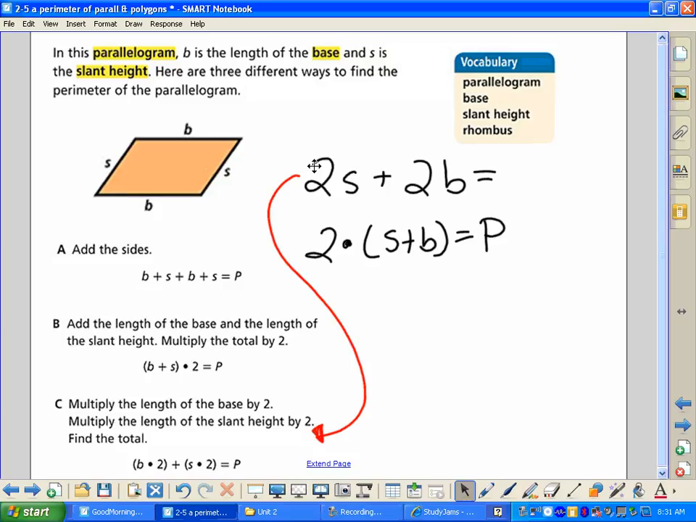Can you just add up the sides? Can you do it if you were able to use a ruler? Yeah, will we just measure just the outside?